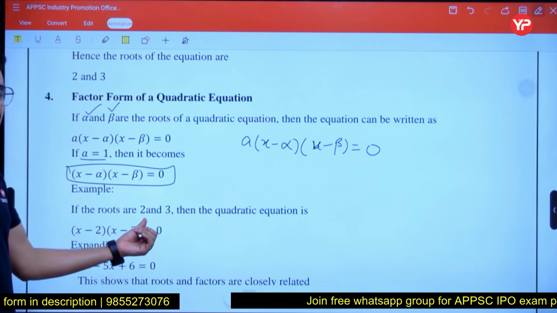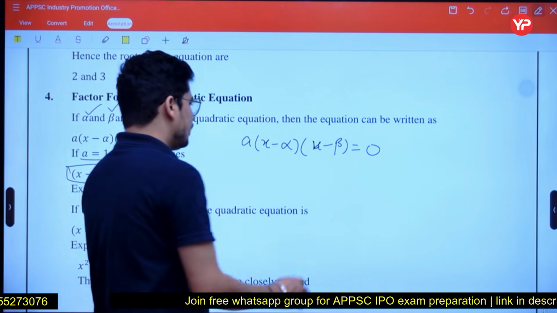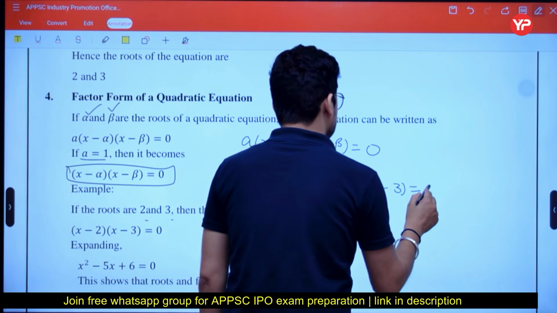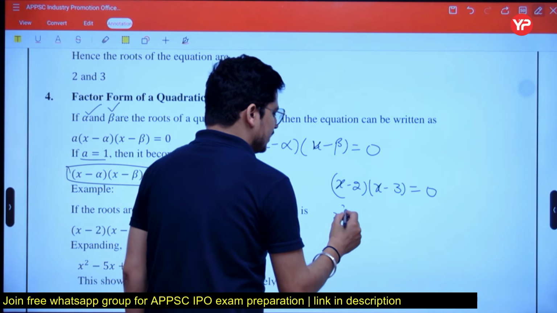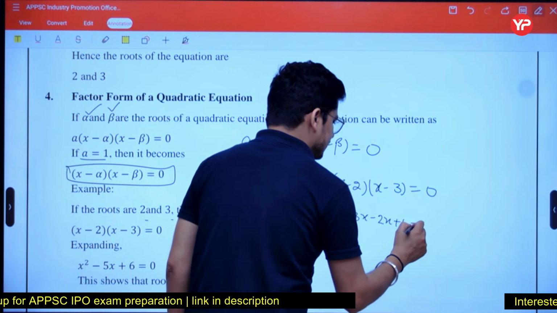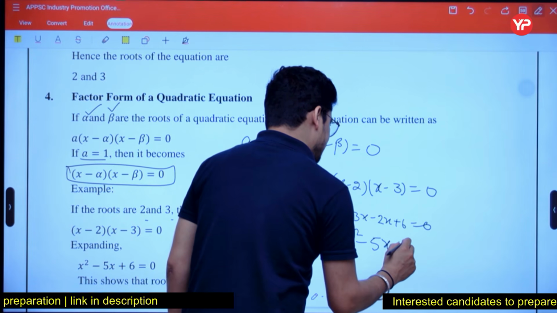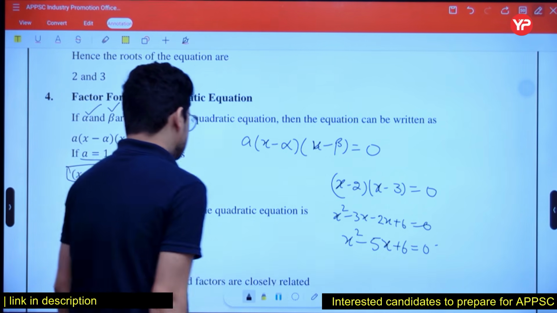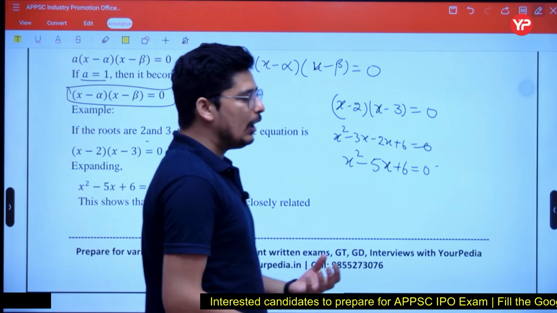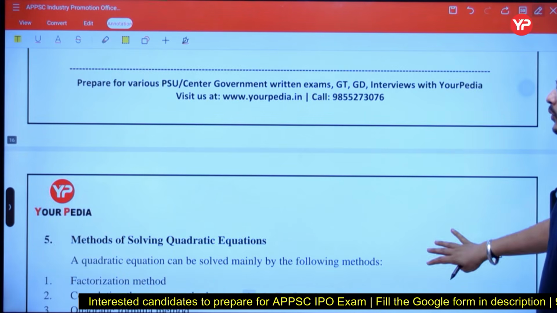See here, let us take a quadratic equation whose roots are 2 and 3. Then how will the equation be? x minus 2, x minus 3, equals 0. When you multiply inside, it becomes x square minus 3x minus 2x plus 6 equals 0. That equation becomes x square minus 5x plus 6 equals 0. That is the quadratic equation. So if the roots are given to you, this is how you can write the quadratic equation back.